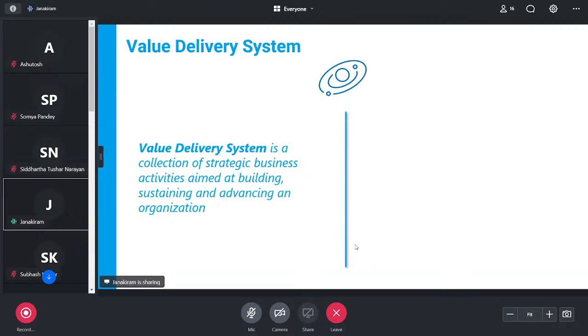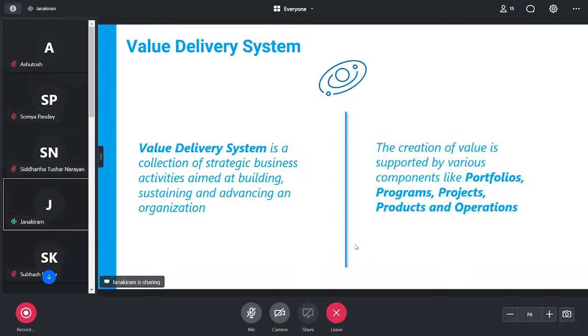So, as per PMI, value delivery system is a collection of strategic business activities aimed at building, sustaining, and advancing an organization. So, if I have to put it simply for you, it is considering the entire organization when it comes to value delivery. It's not only the project, it's also the horizontals and verticals of project as well. The creation of value is supported by various components like portfolios, programs, projects, products, and operations. This is what I was explaining in the previous paragraph, right? So let's try to understand this. This is a bit complicated as of now. Let's try to understand this pictorially in the next slide.